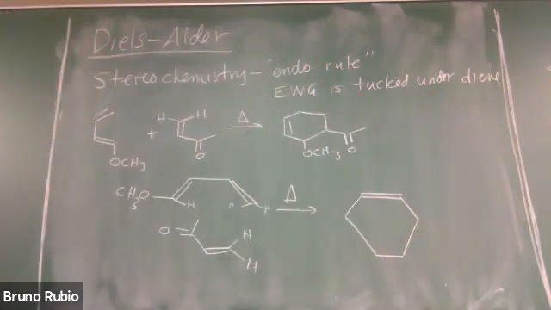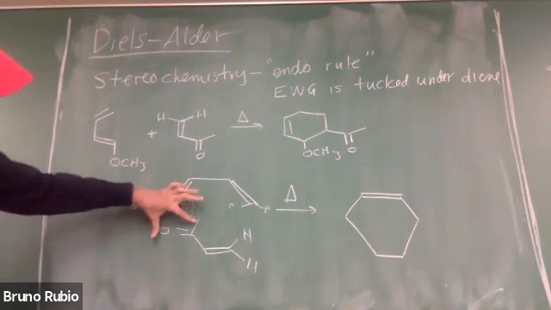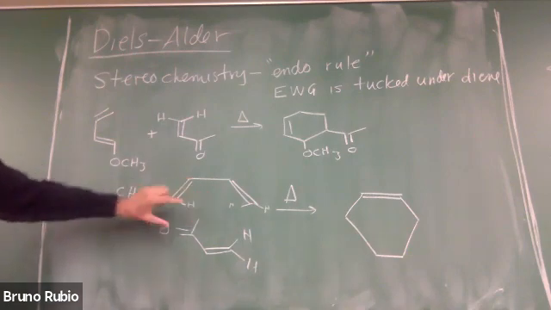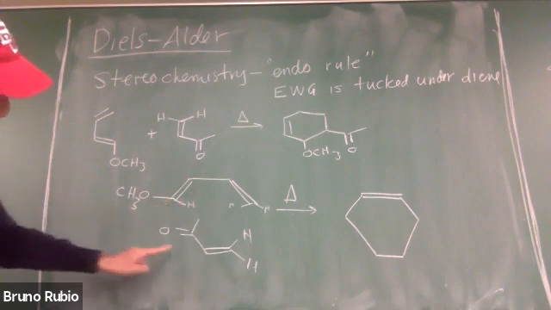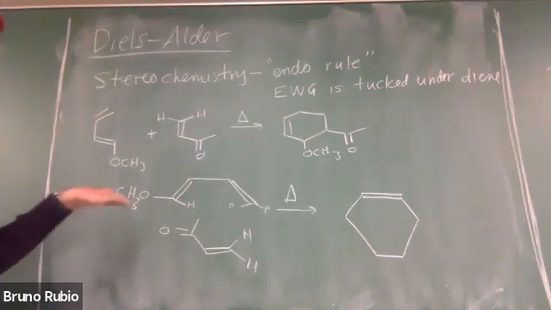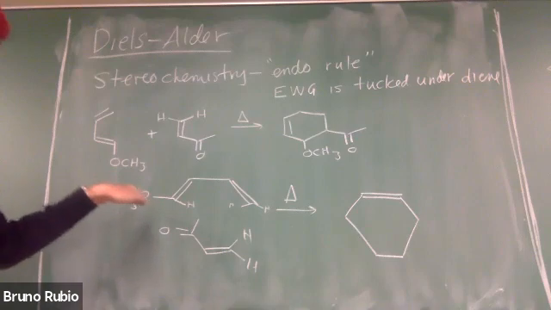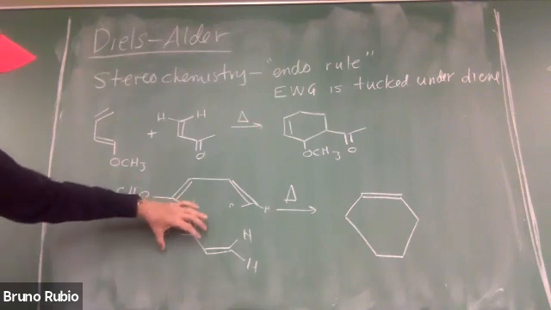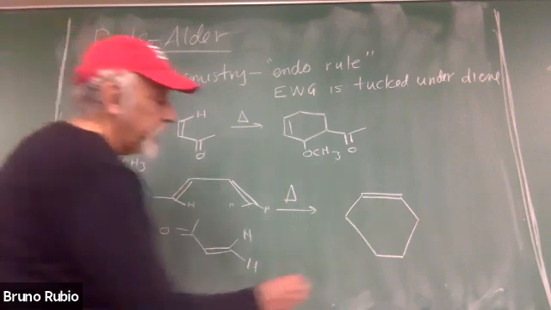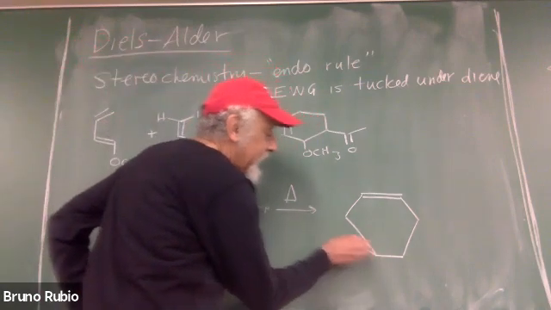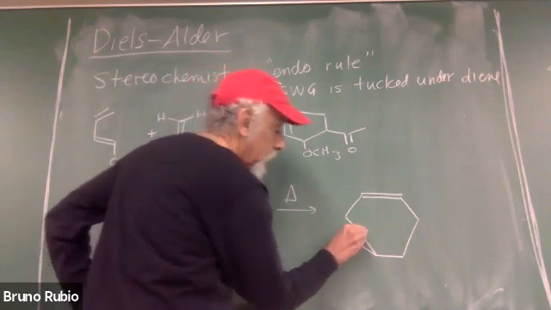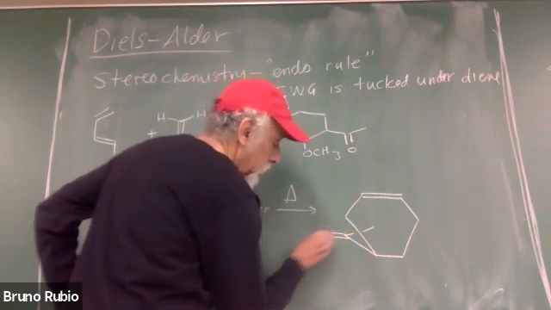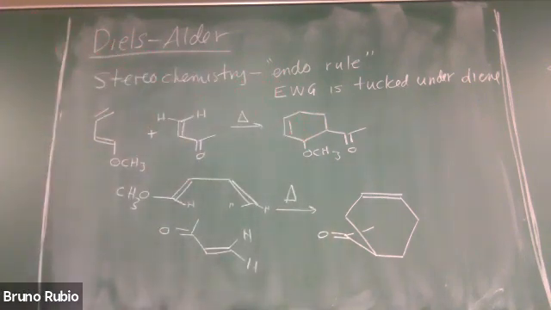Okay, so there's my cyclohexene. But this guy here, this is called acetyl. That's the electron withdrawing group. He was in the back. He got tucked under so that in the product, the electron withdrawing group is going to be back here somewhere. You see how that guy is in the back? You see how that's the result of being tucked under?